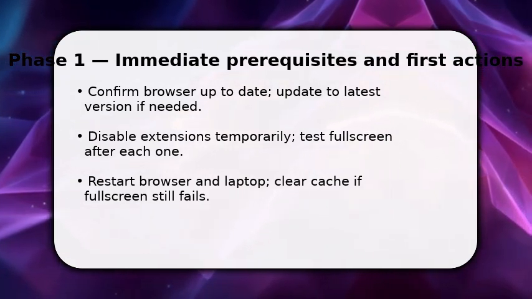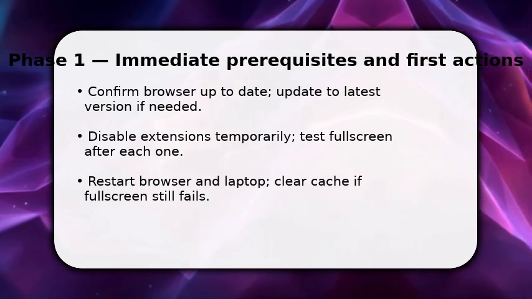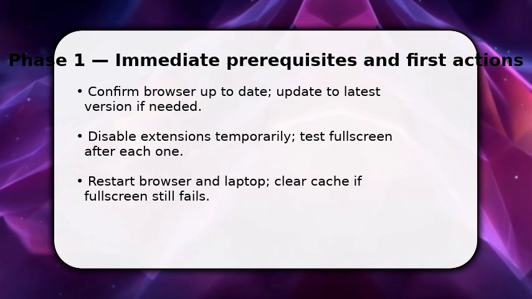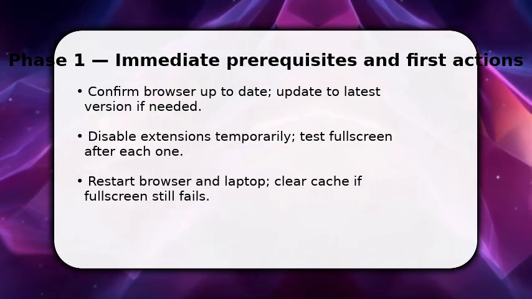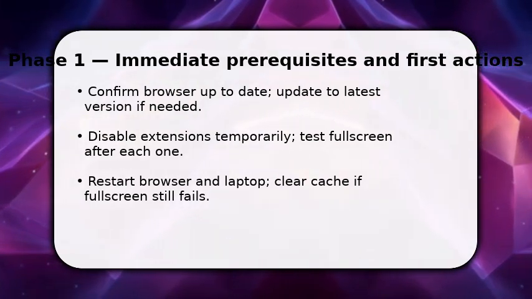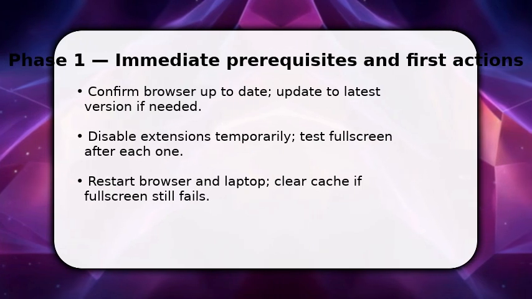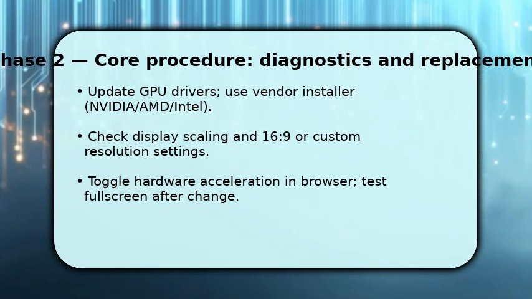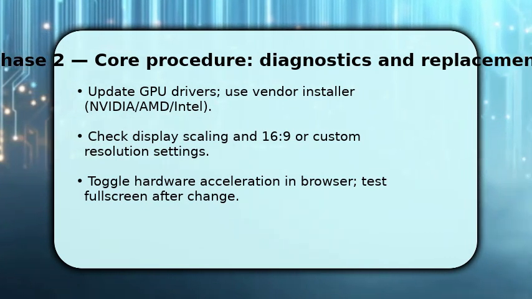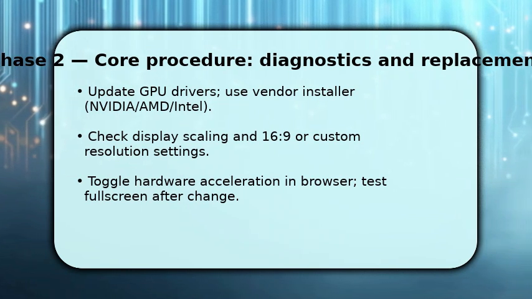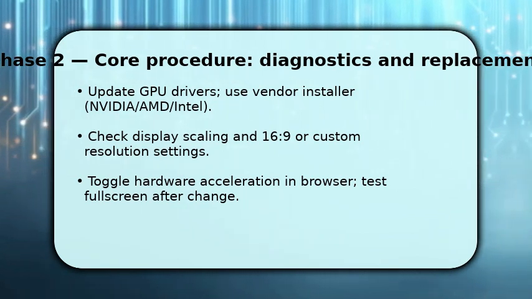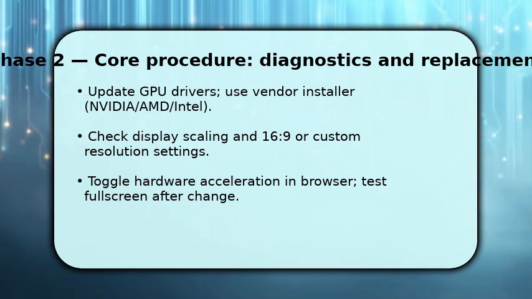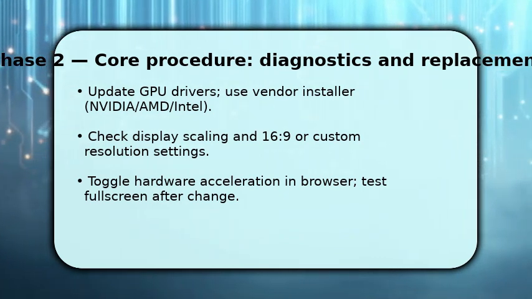These steps address most immediate software causes, and you'll save time before moving into driver and OS settings, which we'll check next. Once done with basic troubleshooting, focus on the graphics stack. Update your GPU drivers using the official NVIDIA, AMD, or Intel installer, because driver bugs often prevent proper full screen. Make sure display scaling and resolution match the video aspect ratio. Many laptops use 16:9. Mismatches cause black bars or failed full screen.